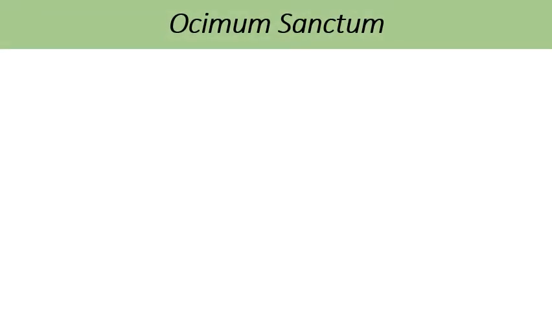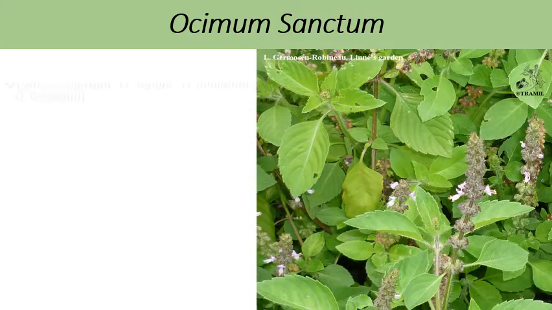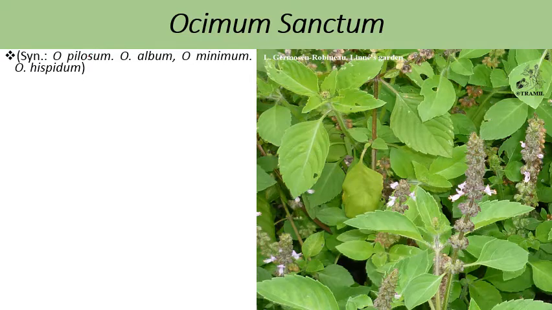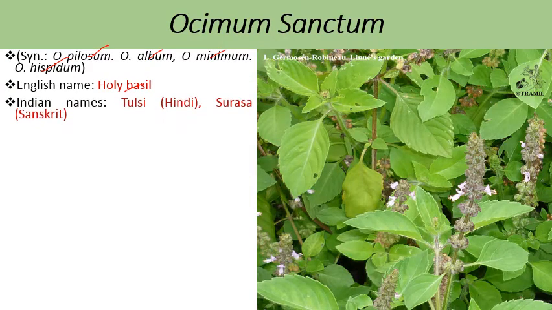Next comes some medicinal plants that are given in our syllabus, so we will discuss these plants one by one in detail. Firstly, we have Ocimum sanctum, commonly known as holy basil, or in India we call it tulsi. The synonyms used for Ocimum sanctum are Ocimum pilosum, Ocimum album, Ocimum minimum, Ocimum hispidum. English name is holy basil. In India we call it tulsi in Hindi and surasa in Sanskrit.